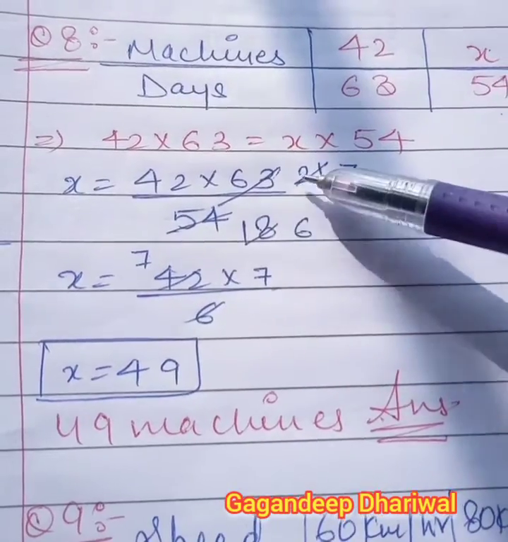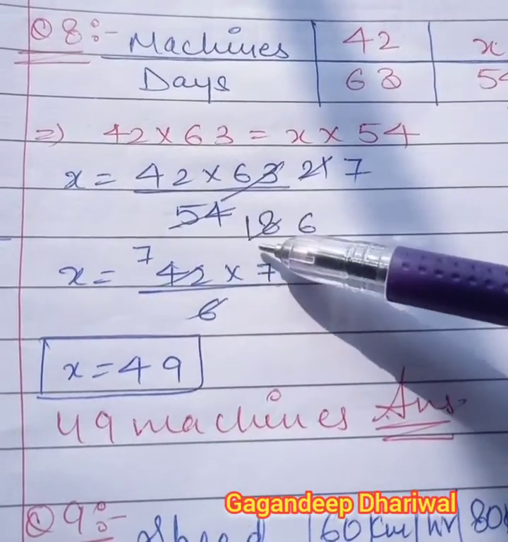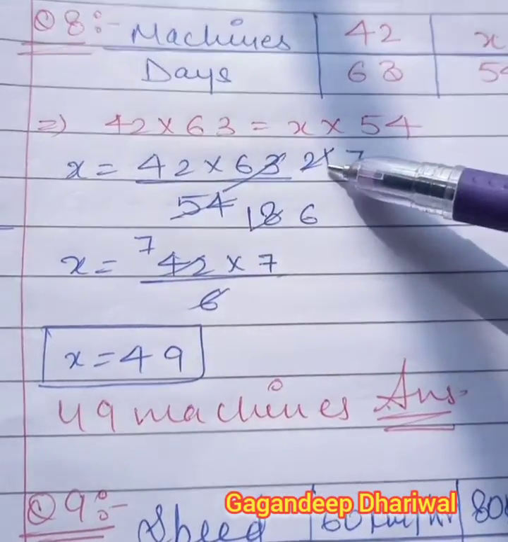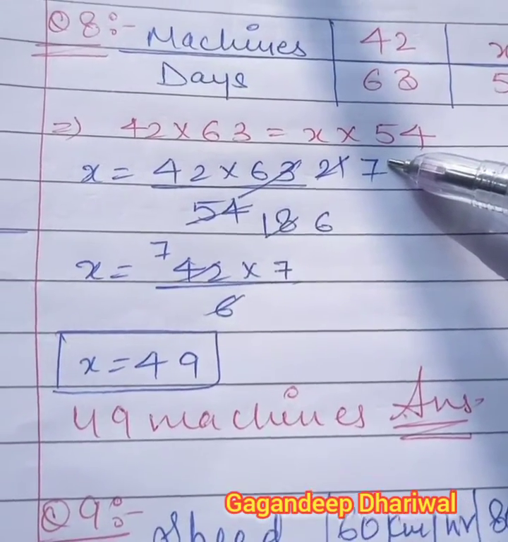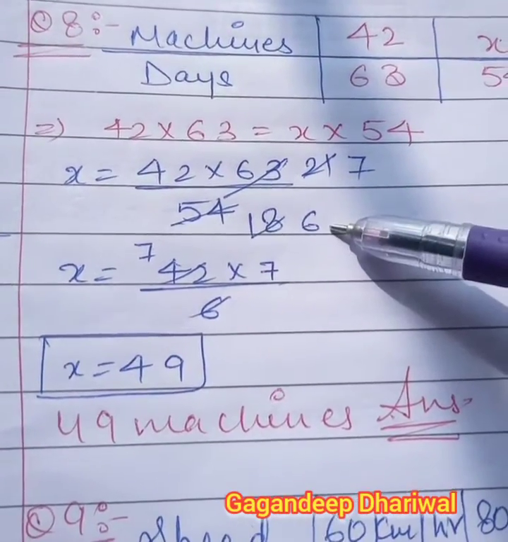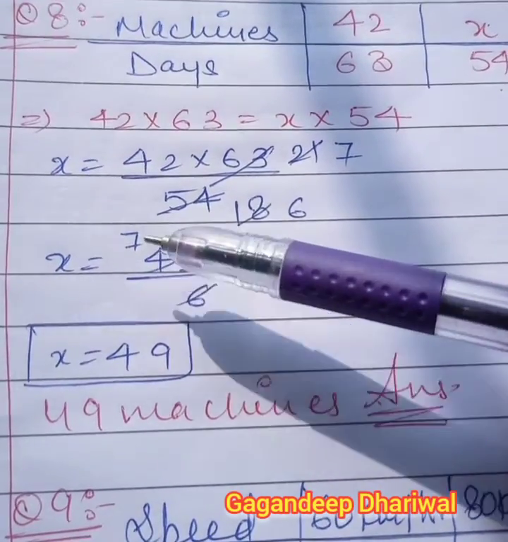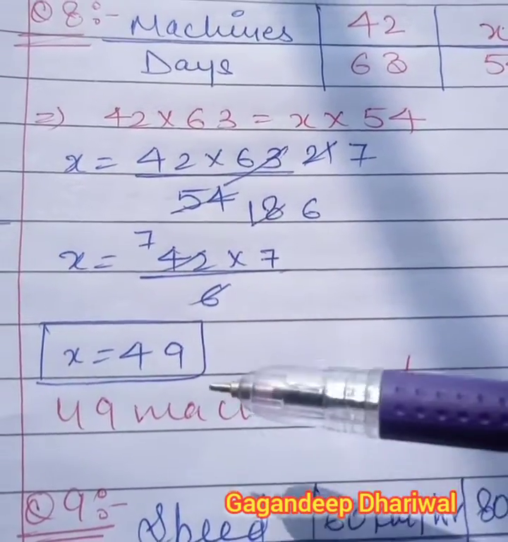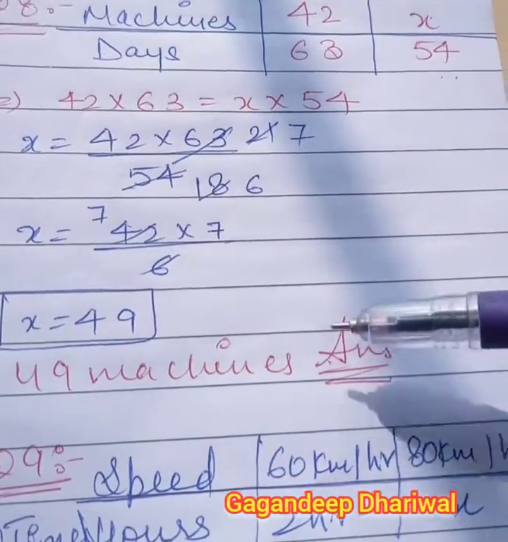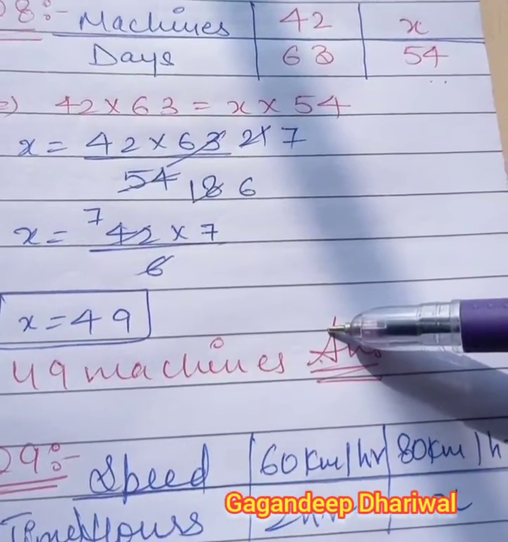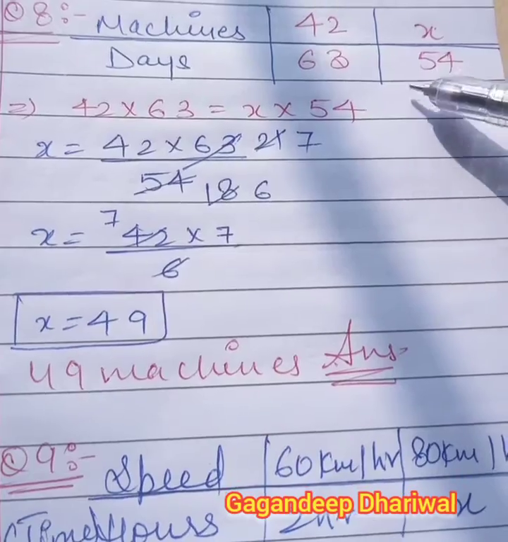Okay, 3 twos are 6, 3 times 21 is 63, and 3 times 18 is 54. Again, 7 times 3 is 21 and 3 times 6 is 18. Now we have 42 into 7 by 6. 6 sevens are 42, and 7 sevens are 49. It means 49 machines are needed if the same number of articles is to be produced in 54 days.